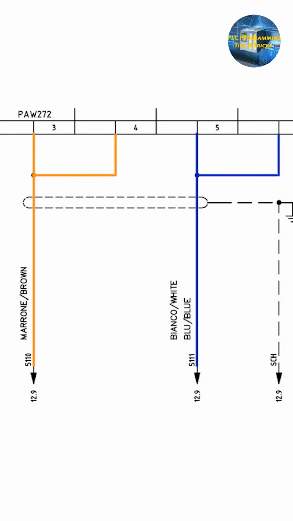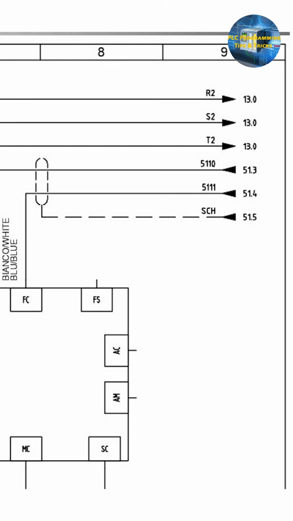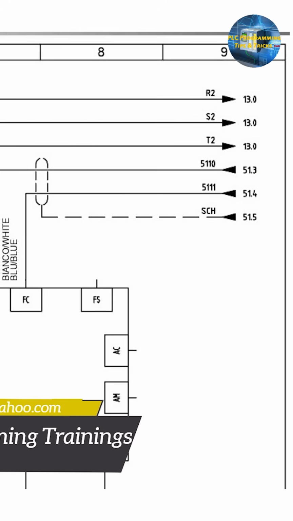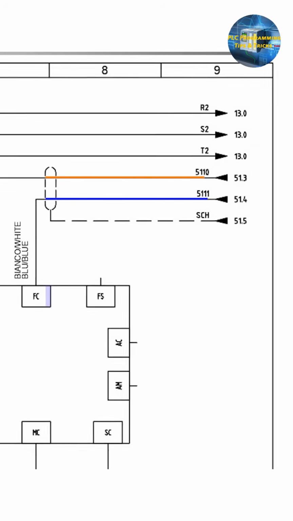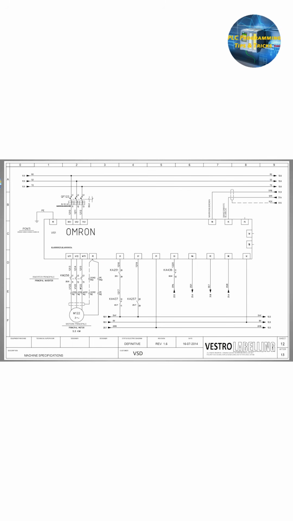Next, you can see that little arrow marks with tag 12.9 are mentioned. This means that we have to go to sheet number 12 and look for these wires inside column number 9. The same wires 5110 and 5111 are coming on this sheet and are mentioned in column number 9. These analog signals are connected to the VFD analog input terminals FR and FC. This analog signal is a frequency reference signal to control the motor speed from the PLC. So this is how to read and understand the output signals of the PLC.